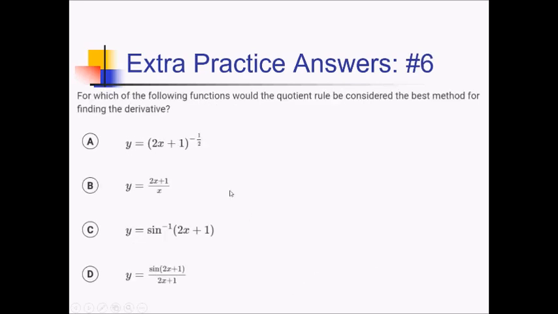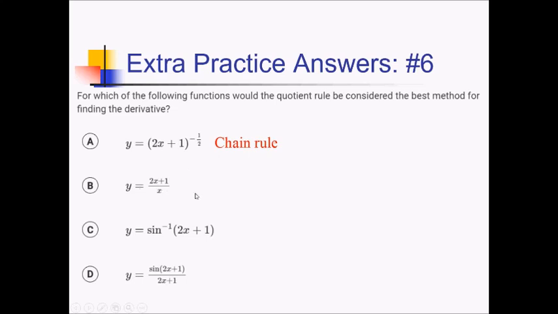So for this problem, we're asking for which of the following functions would quotient rule be considered the best method for finding the derivative. So let's look through each of these and see what technique seems to be required here. For this first one, definitely not a quotient rule. This is a function inside a function, so chain rule would work there.